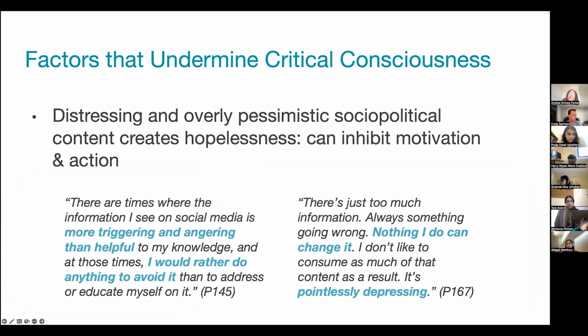So for example, P145 describes how there are times when the information I see on social media is more triggering and angering than helpful to my knowledge. And at those times, I would rather do anything to avoid it than to address or educate myself on it. P167 also describes how social media content is off-putting by saying, there's just too much information. There's always something going wrong, and there's nothing I can do to change it. I don't like to consume as much of that content as a result.